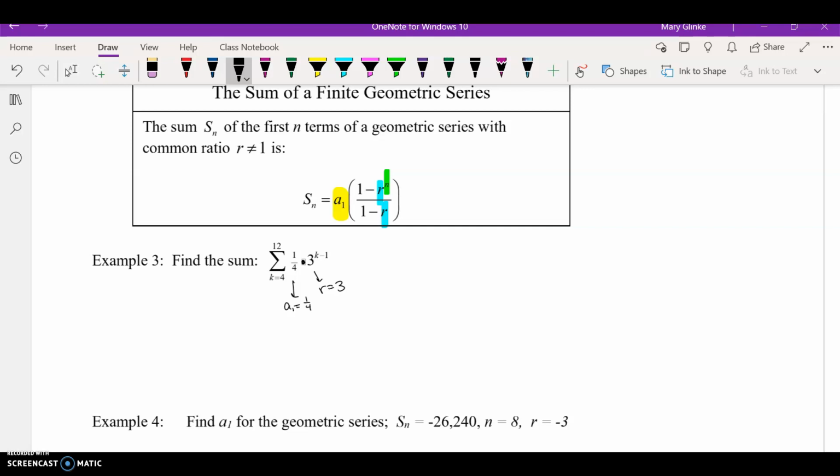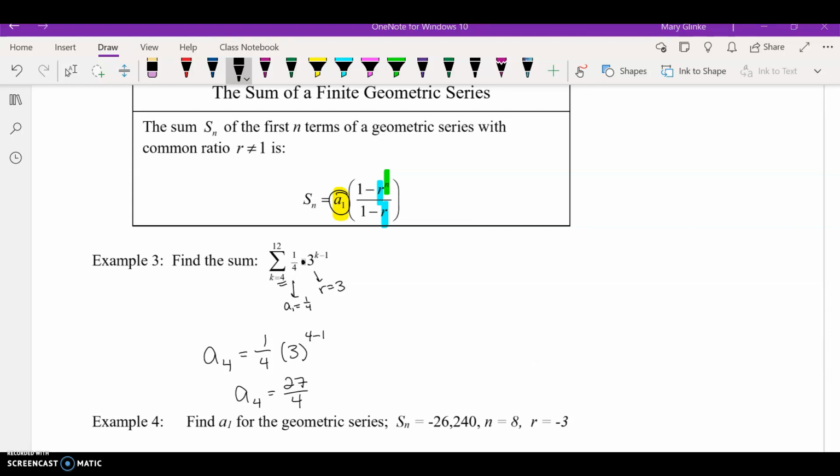Now for this sigma, I know it says a sub 1 in my formula, but in this sigma notation, I really don't want to start at the first term. I need to find the 4th term, because that's the starting term for my sum. So I'm going to take my equation and plug in 4 for n, and figure out what that equals. So that's going to be 27 over 4.